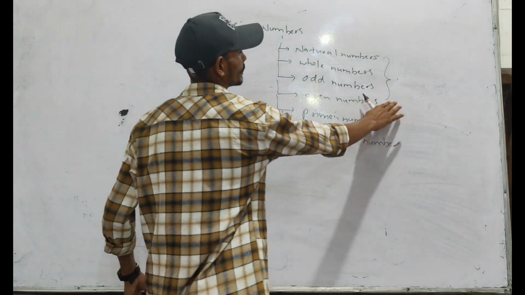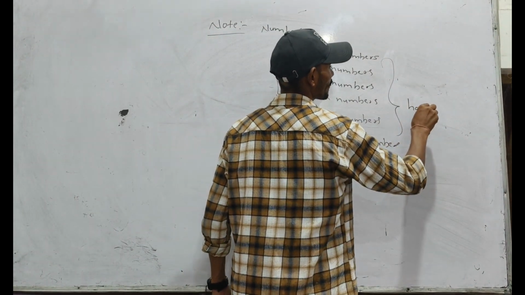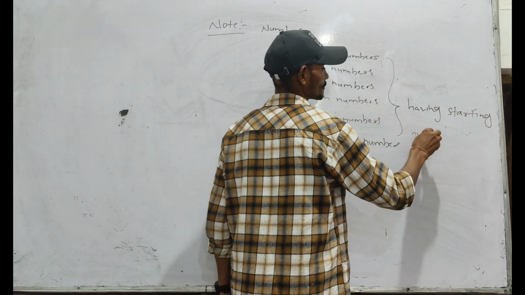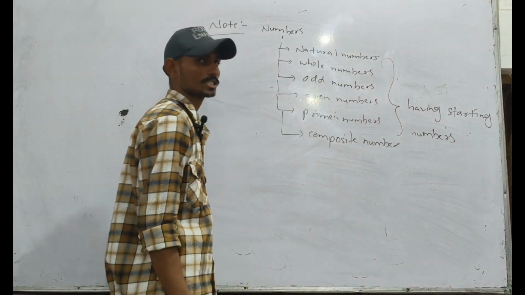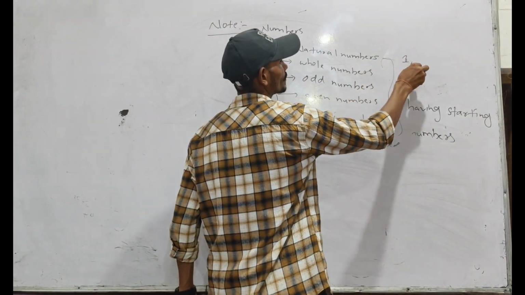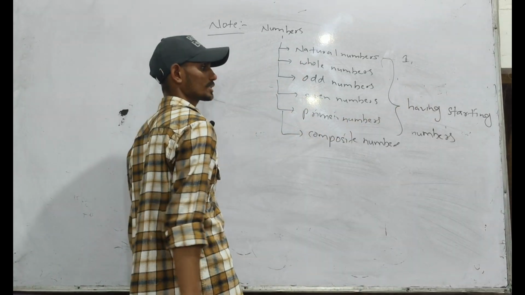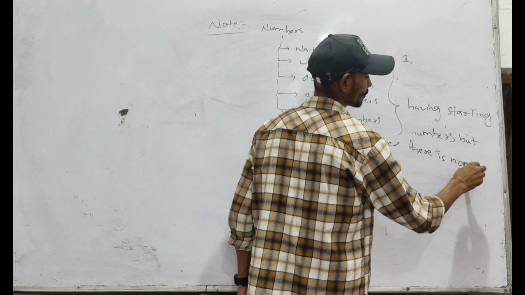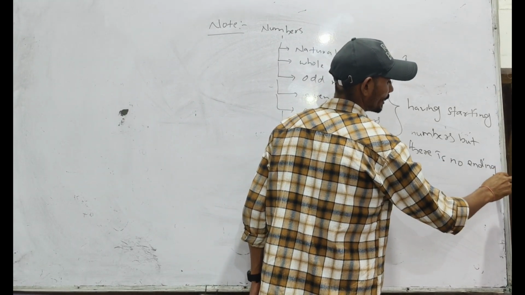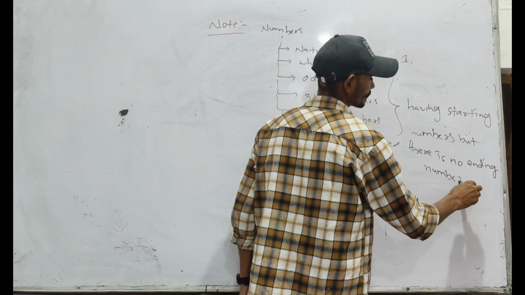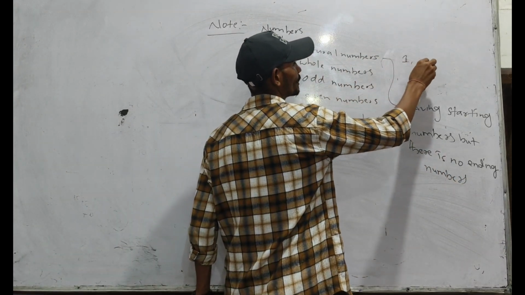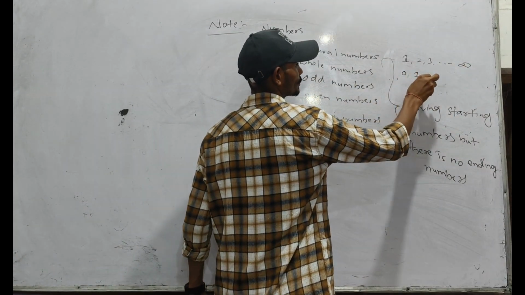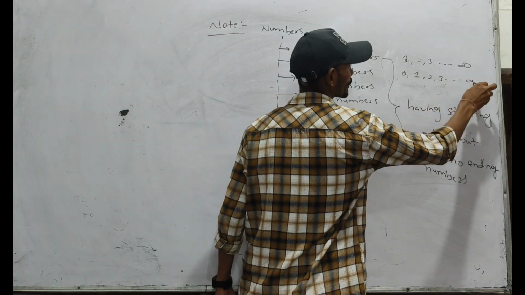These numbers have starting numbers. Natural numbers start from 1, so they have a starting number, but there is no ending number. Natural numbers start from 1, 2, 3, and continue going. Next, whole numbers start from 0, 1, 2, 3, going continuously.